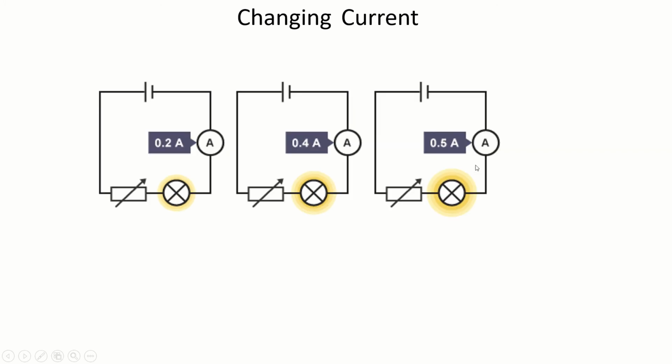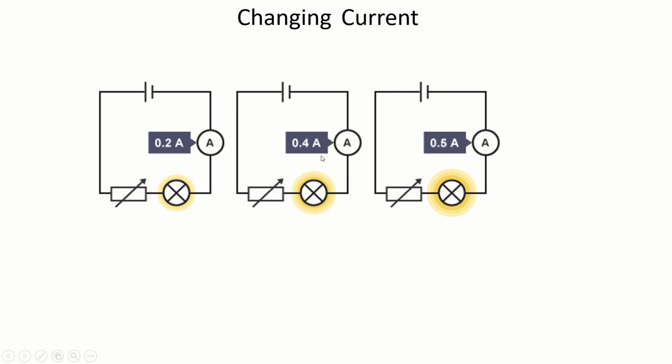Now, if I was to change the current, I can see what happens. If I was to take a single 1.5 volt battery, one single cell, and put a variable resistor in front of it, this is your foot on top of the pipe analogy. If I was to press down completely, it would be completely off. If I was to let it up a little bit and allow 0.2 amps to flow through, then the bulb would be weak.